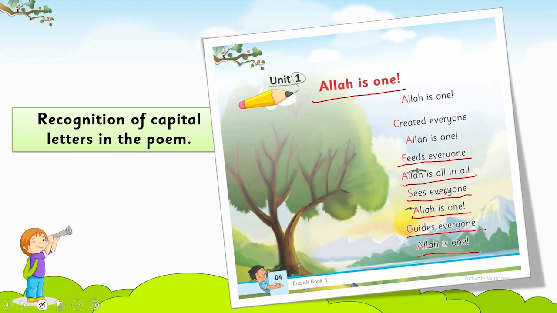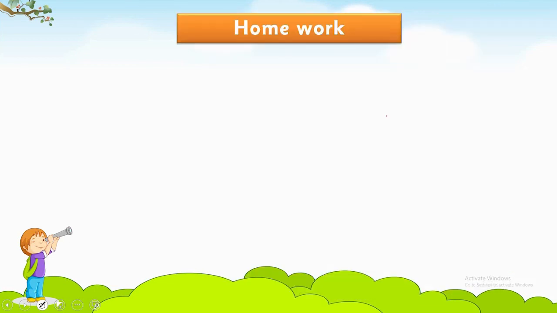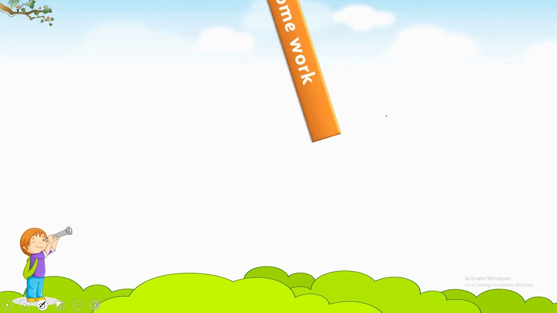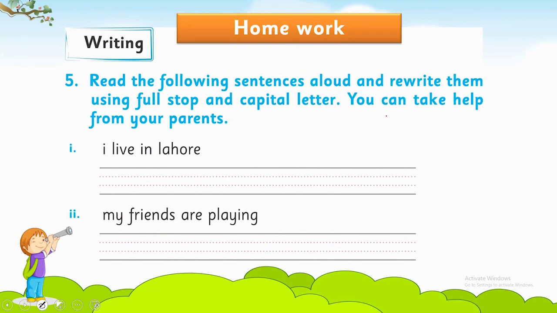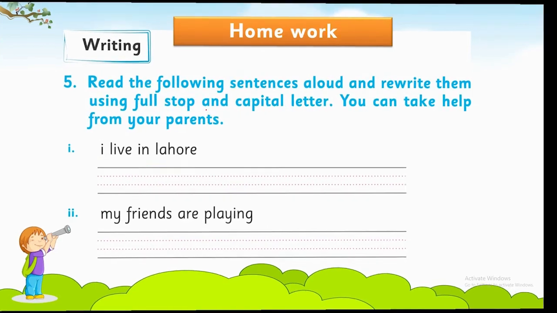So here A is capital in Allah, C is capital in created, A is again capital, F is capital, A capital, S capital in sees, A capital in Allah, G is capital in guides and again A is capital. So these are capital letters. Now students, you have the homework, that is you have to write down these sentences correctly with the use of capital letter and full stop. You can take help from your parents and from your siblings.